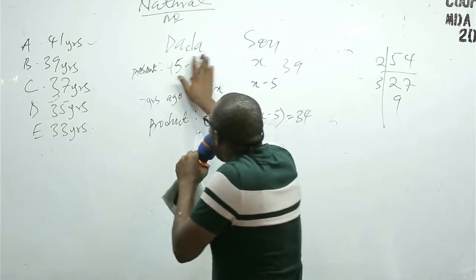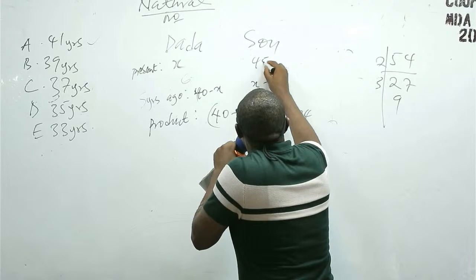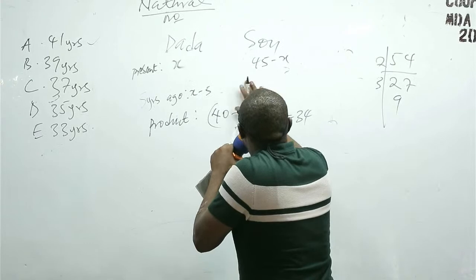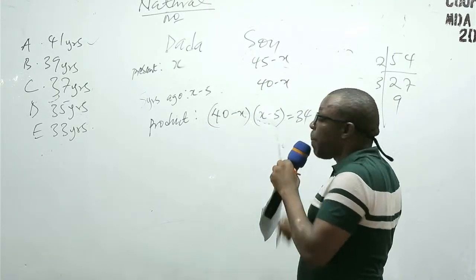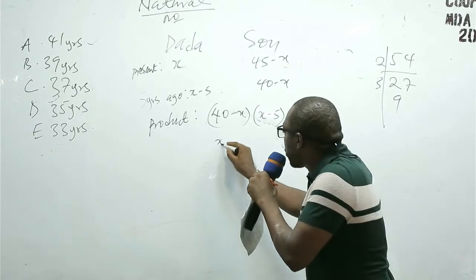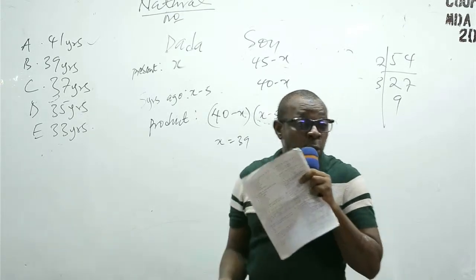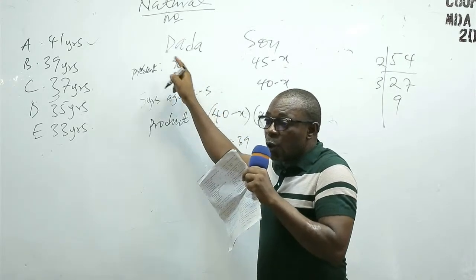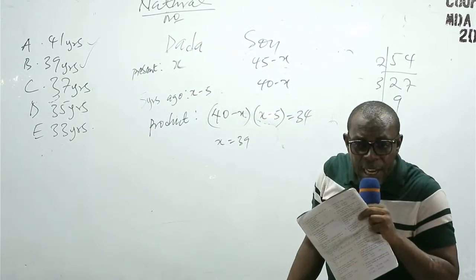So here should be X, so that here becomes 45 minus X. So that here becomes X minus 5. And here is 40 minus X. So that you have that. So by our common sense, we got X to be how much now? 39. And whose age were we looking for? So how old is Dada now? So Dada is 39 years old. I think it is clear.